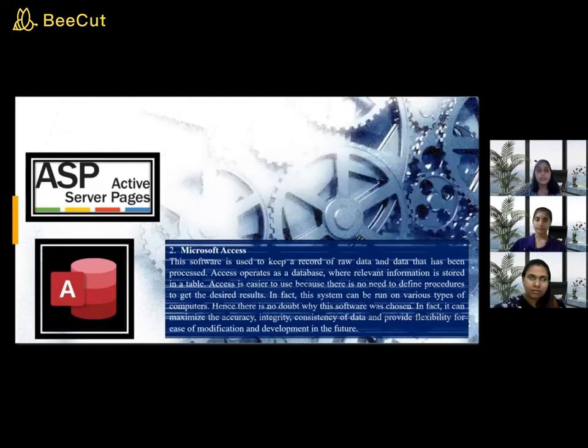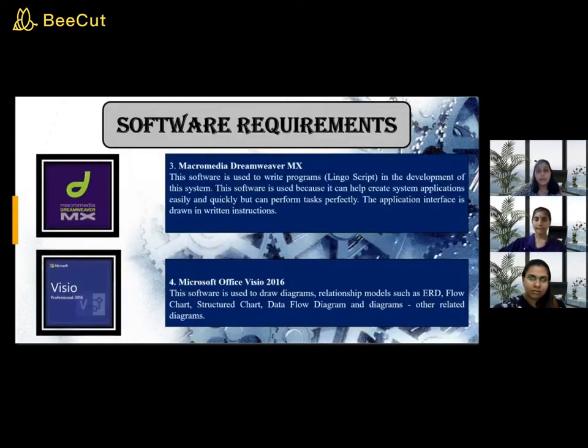The third one is Macromedia Dreamweaver MX. This software is used to write programs and scripts in the development of this system. It is used because it can help create system applications easily and quickly, and can perform tasks perfectly. The application interface is drawn in written instruction.